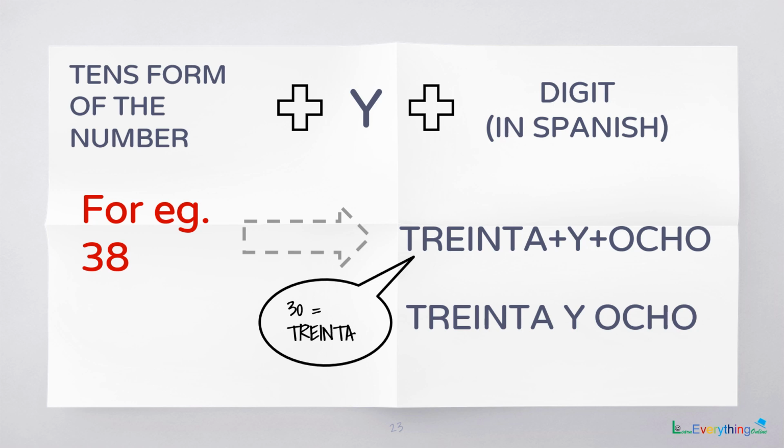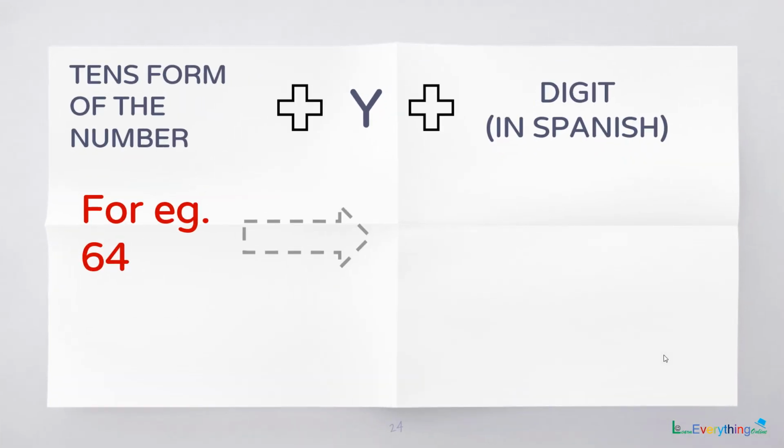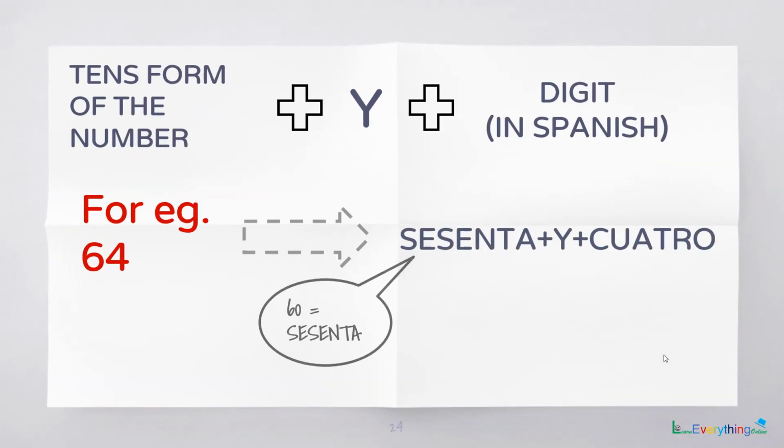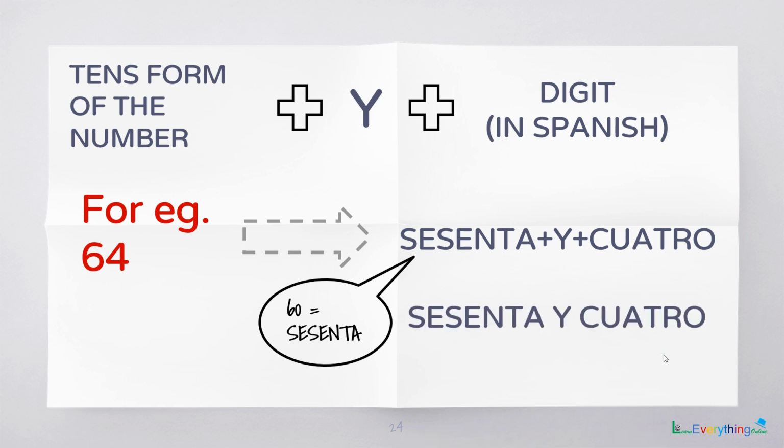Now here you do not have to worry about combining these words with anything. The numbers from 31 to 99 remain as they are. They do not combine or merge into one word. So 38 is 38. For 64, we will have 64, 60 being the tens form for 60.